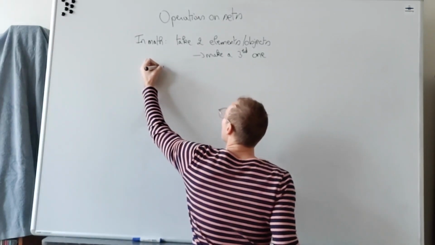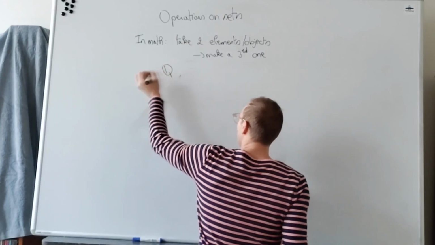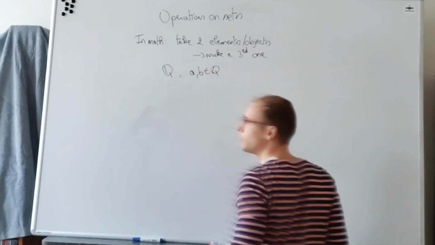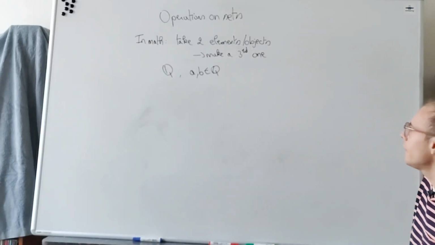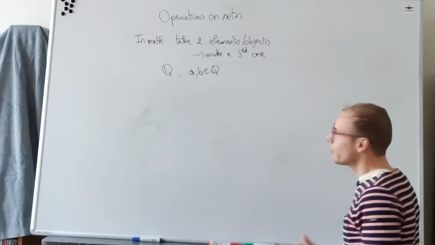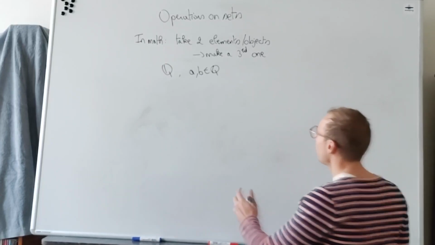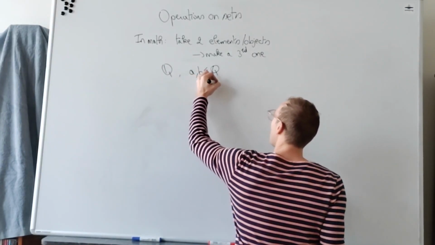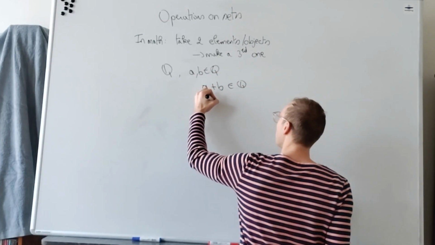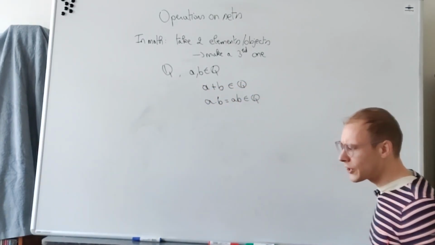If you work in the set Q, the set of rational numbers, and I take two elements in Q, just pick two rational numbers, make it yourself easy, 1 and 2 for example, or even 1 and 1, well, there are at least two ways you can make a new rational element from these two. You can just add them together, which is again a rational number, or you can multiply them, with a dot or even without a dot, which is also a rational number.